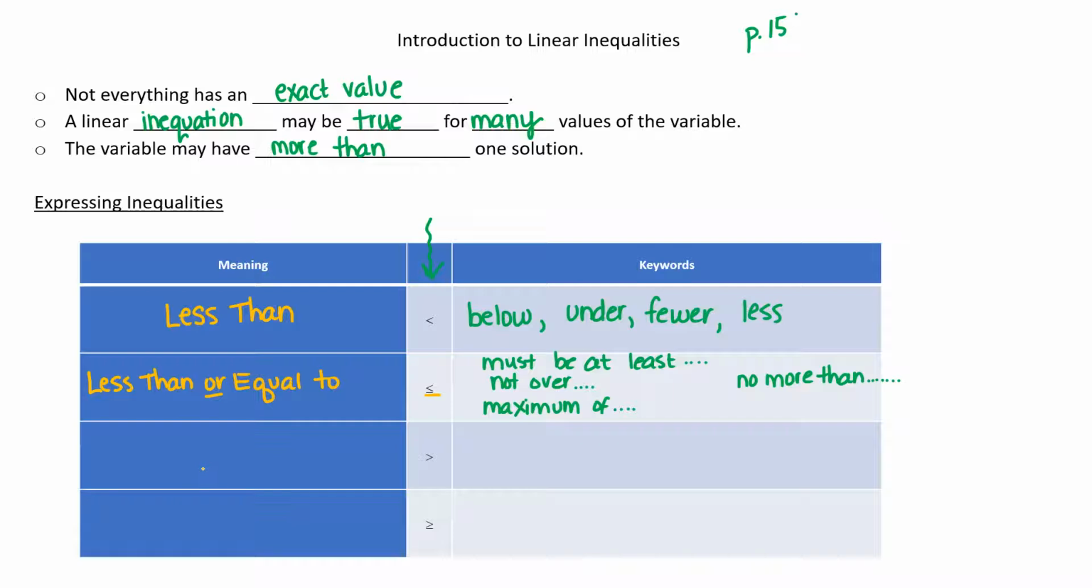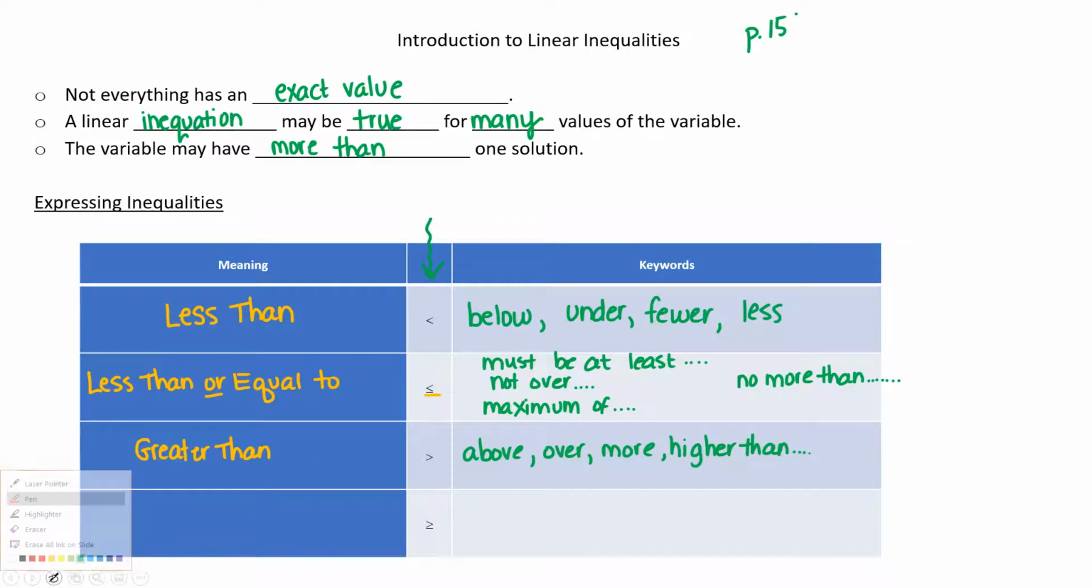On the flip side, when the arrow points to the right, this means greater than. When we hear words like above, over, more, higher than, those are all keywords that tell us we're going to deal with a greater than inequality.